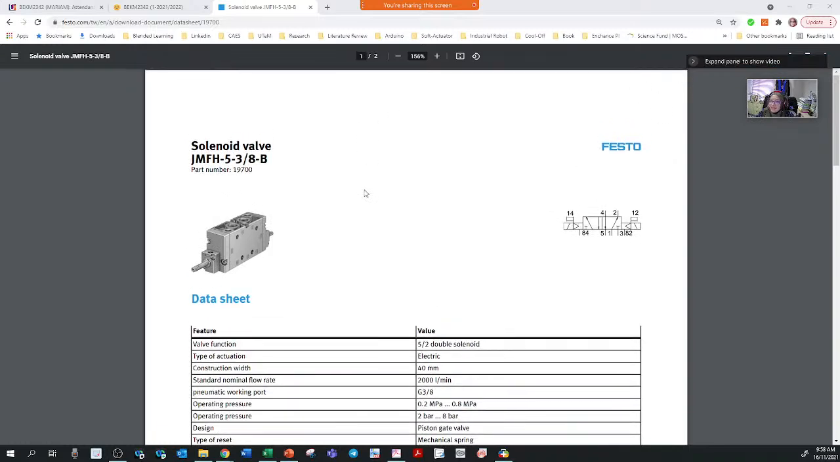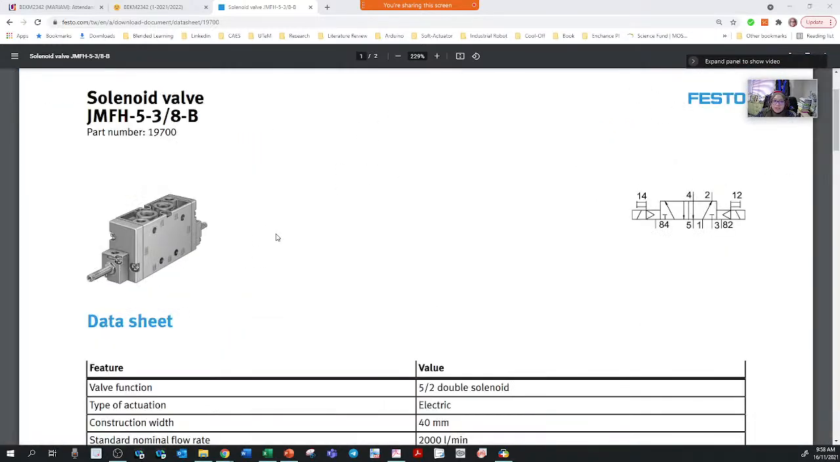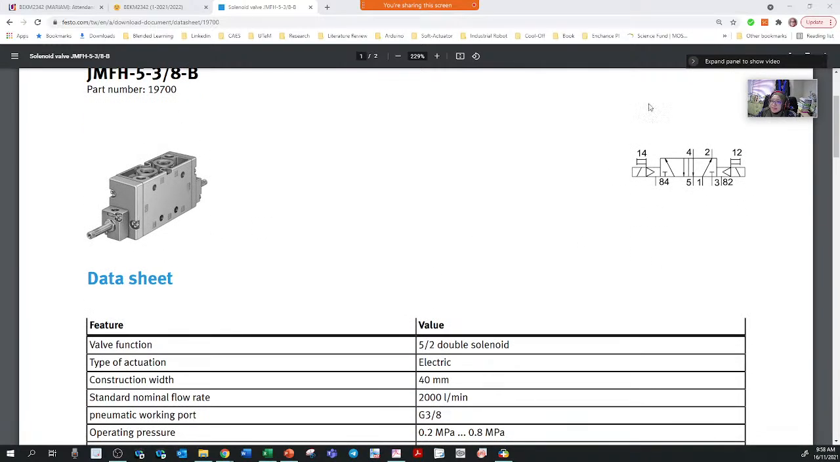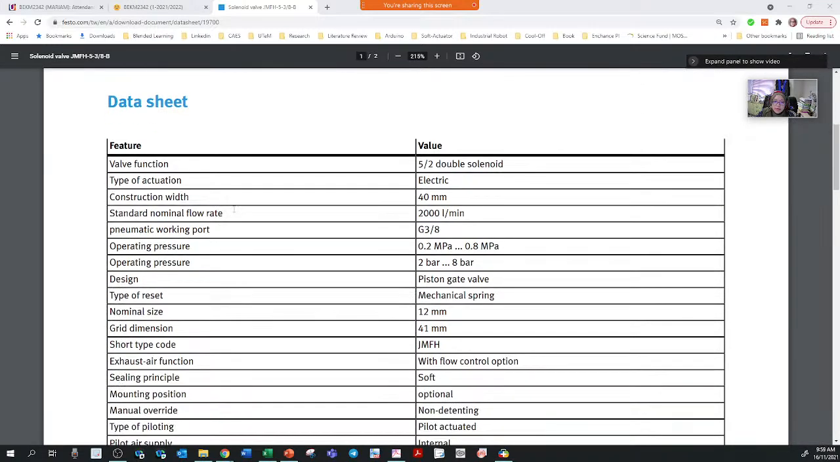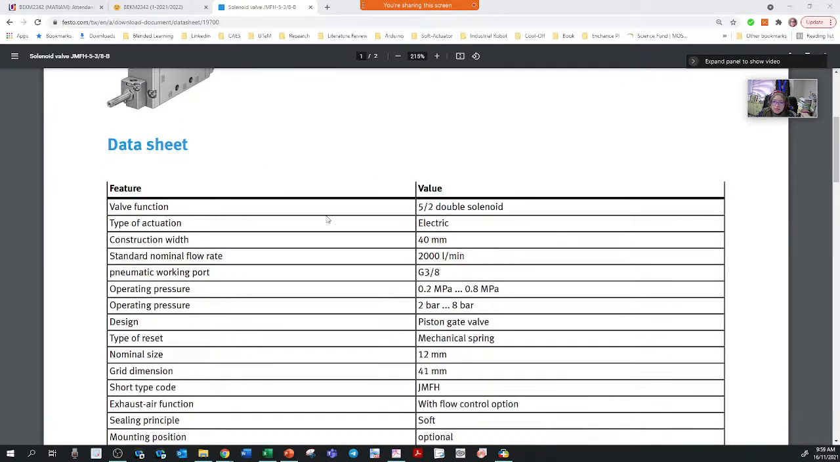Okay, turn off the mic. So this one is an example of a solenoid valve, the one that I took just now. And basically, I took the example of the symbol from the datasheet. You can see that it mentions in the datasheet what type of valve it is. Valve function is 522 double solenoid.